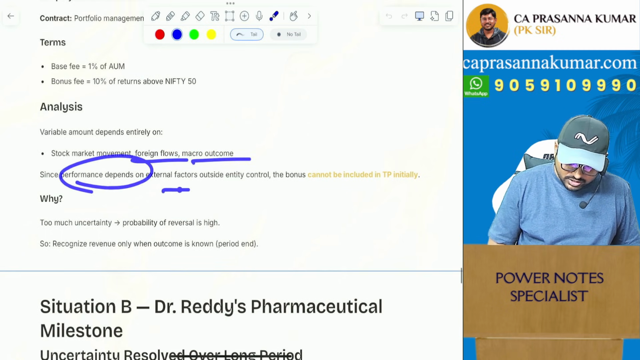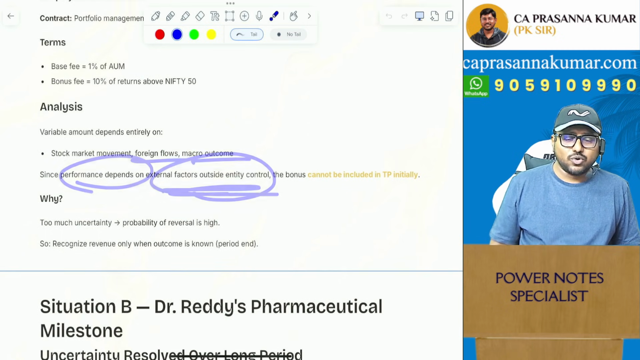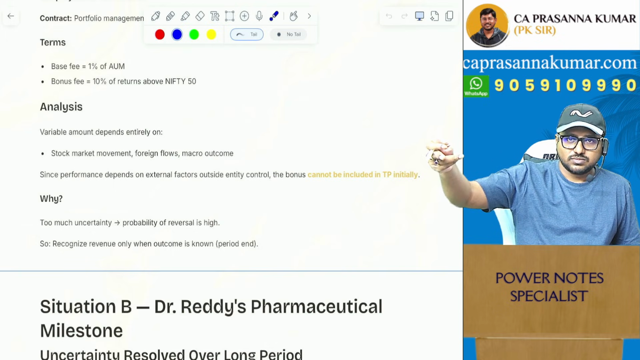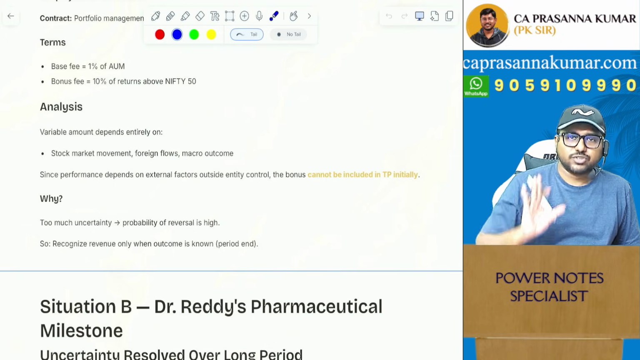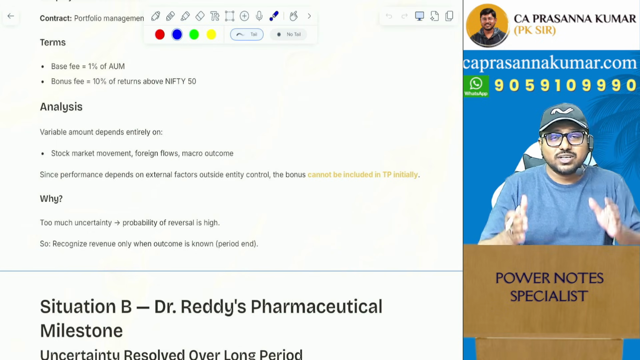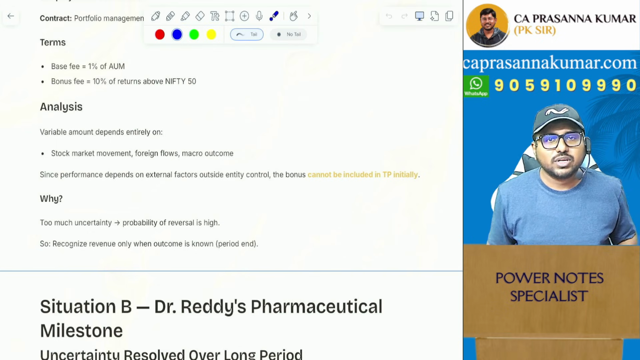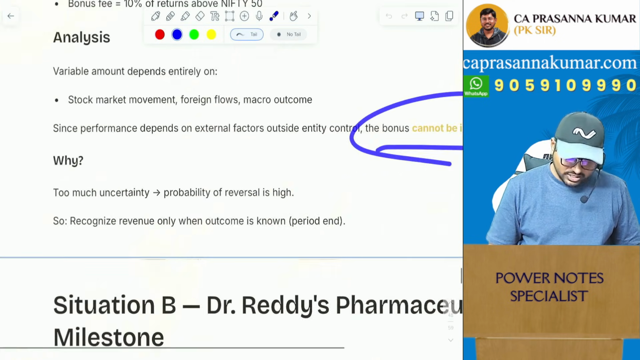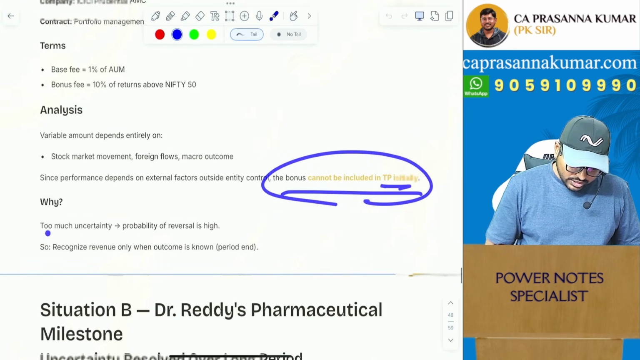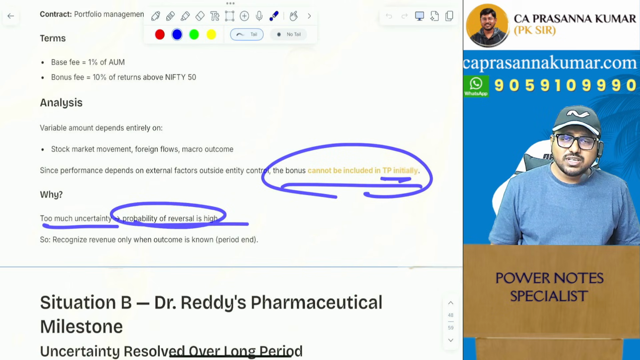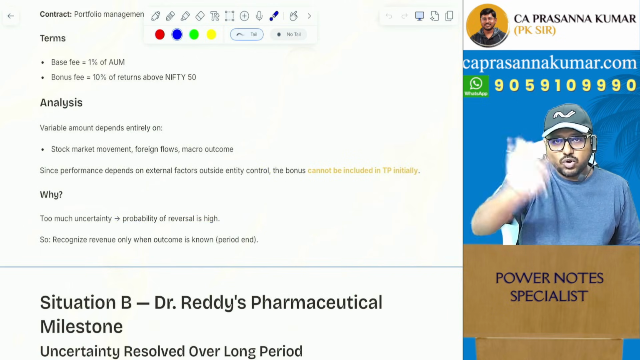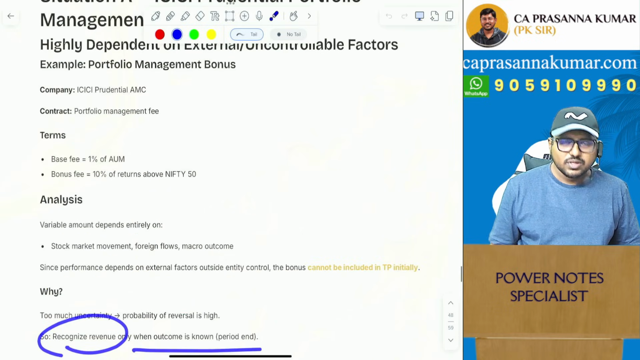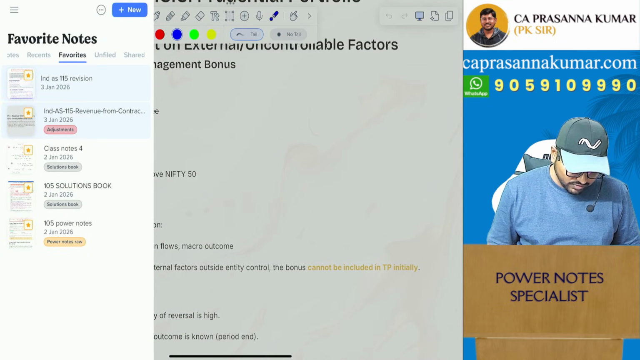Since performance depends upon external factors outside the entity's control, there is a high probability of significant reversal. Therefore, don't recognize. It's a constraint on recognizing variable consideration or adding variable consideration to the transaction price. So therefore, the bonus cannot be included in the TP, meaning transaction price, initially. Why? Because there is too much uncertainty. Probability of reversal is high. If probability of reversal is high, do not add variable consideration in the TP. So recognize revenue only when the outcome is known. Got the point? Okay, so this is about the first scenario.